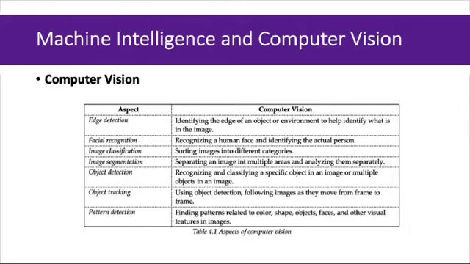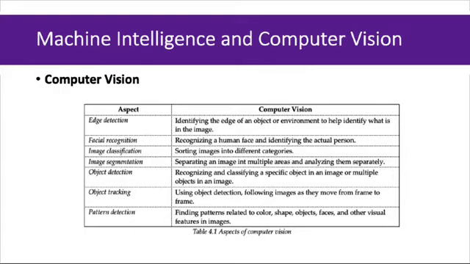Machine intelligence and computer vision. Machine intelligence includes learning, reasoning, perception, problem-solving, and linguistic intelligence. Machine perception aims to replicate the ability of humans to understand their surroundings. It involves such technologies as image and speech recognition.